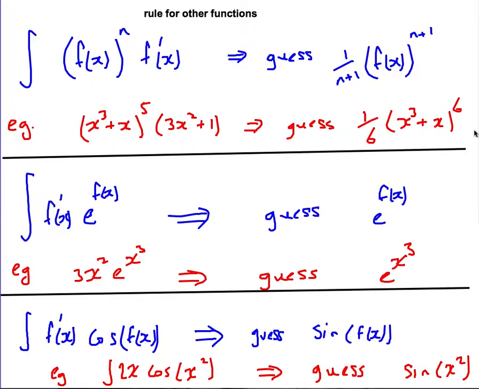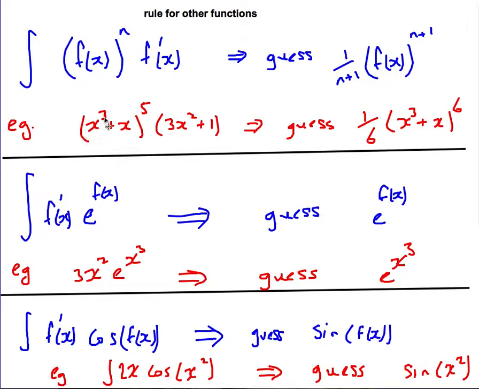Now, the other rule, and this may look super complicated, but I think once you've got your head around it, it's not as terrible as it looks. There are other things that can happen. The first one is where we have a function to a power and then times by the differential of that function. Okay, so let's just have a look at that.